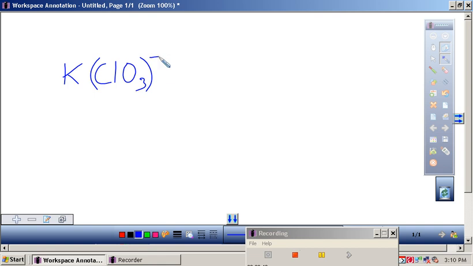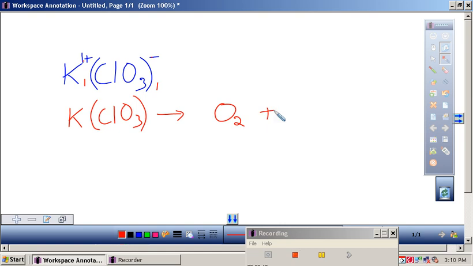My charge is 1 minus, and potassium is group 1, so it has 1 charge. Okay, so if I crisscross the charges, 1 to each, that one goes there, that one goes there. So there's my formula, KClO3. Says it's going to decompose. And it's going to make some oxygen gas. Oxygen gas is diatomic, so I pair it. And I'm going to get some potassium chloride.